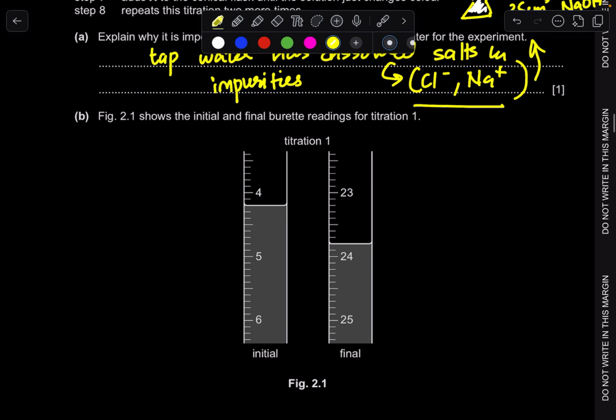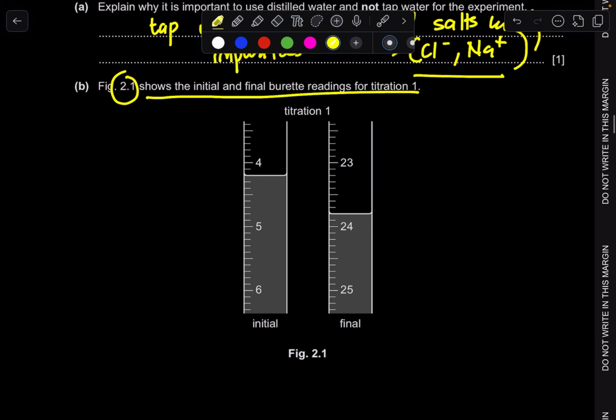Okay, figure 2.1 shows the initial and the final burette reading. Okay, so how do we read the burette? Do we read the burette from below or do we read the burette from above? That's a very big misconception, I guess. We always read the burette from above, because from below it's going to drip out.